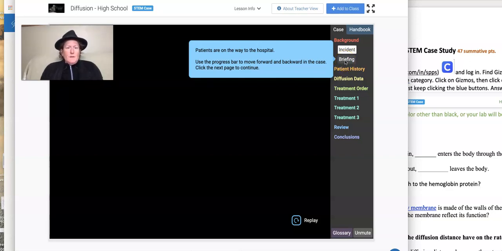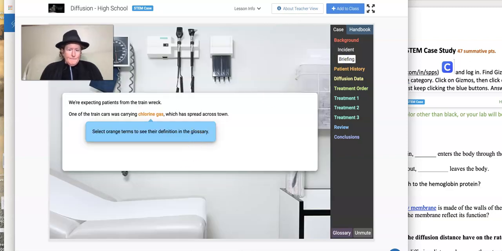So patients are on the way to the hospital. We are going to use the progress bar to move forward and backward in this case. Let's click the next page here. We're expecting patients from the train wreck. One of the train cars was carrying chlorine gas, which is spread across the town.